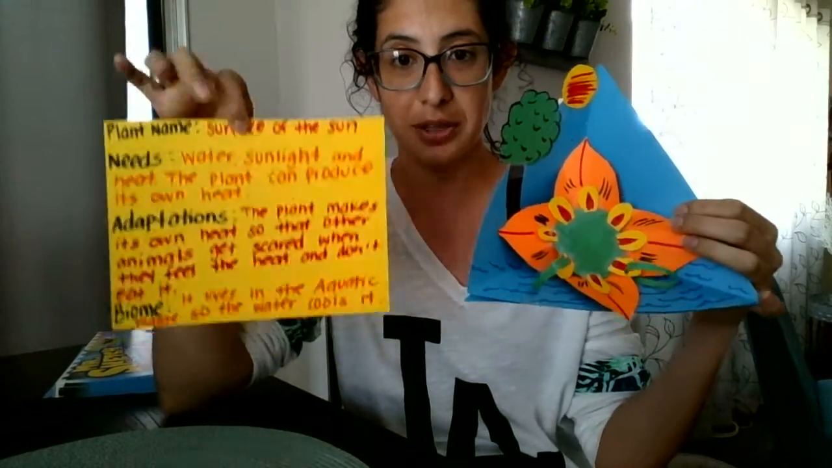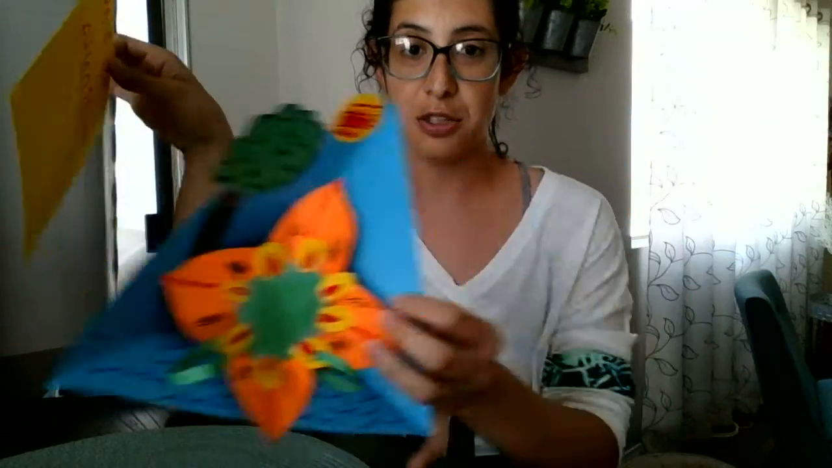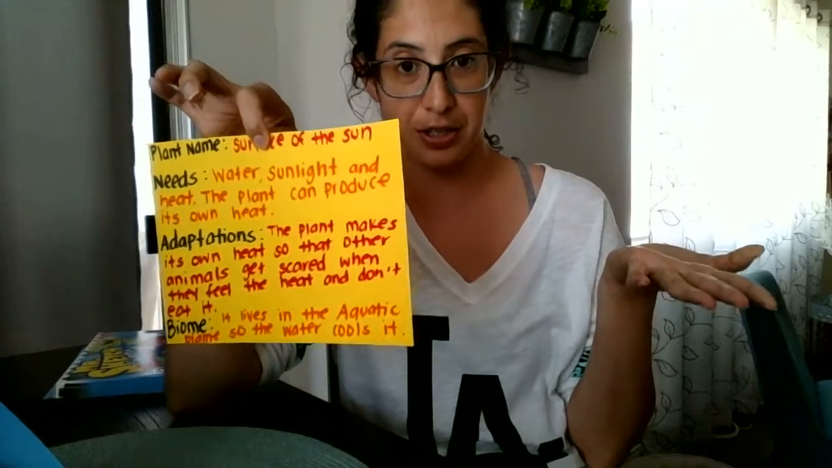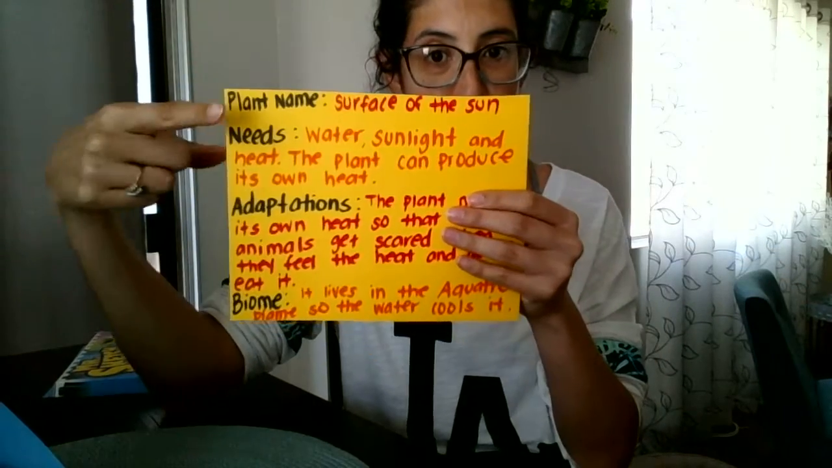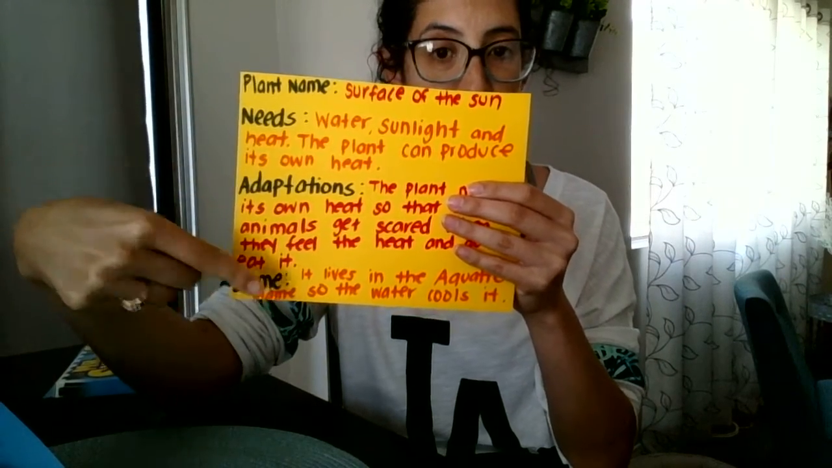So I made a model, and here's my fact sheet. You can have a model and a fact sheet, or you can have a drawing and a fact sheet. Everybody needs a fact sheet with these four things on it.